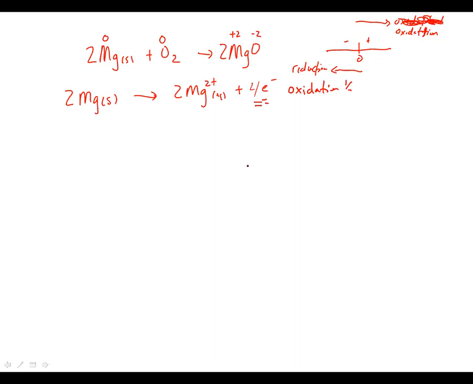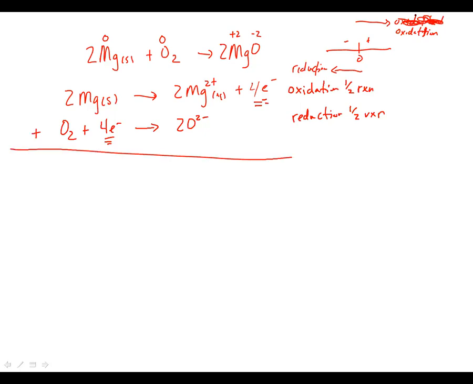While our reduction half reaction will be our electrons being gained. Because our electrons are on the reactant side, that is going to be our reduction half reaction. And when we add them back together, you want to always make sure, as we talked about earlier, that these electrons do cancel. In this case, they do. But if you do come across a situation where they're different, make that so.